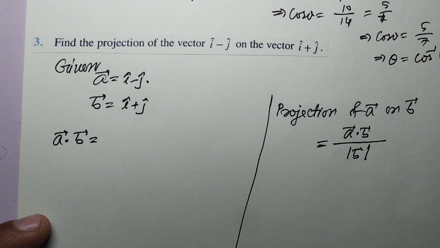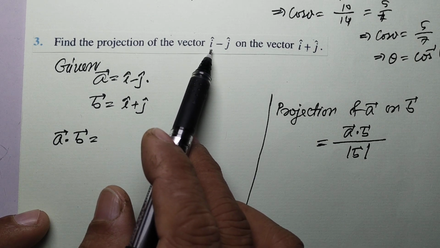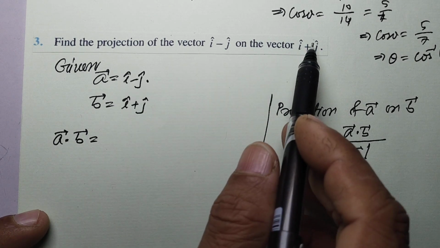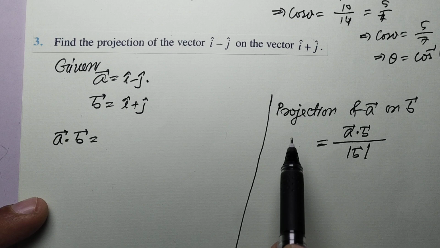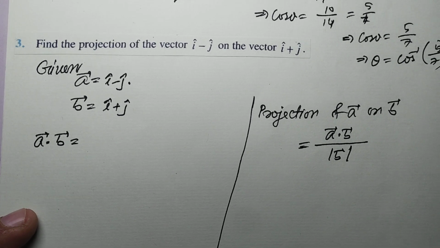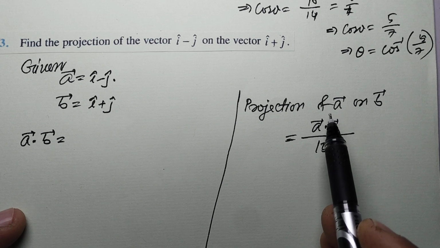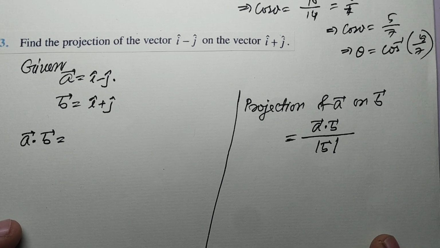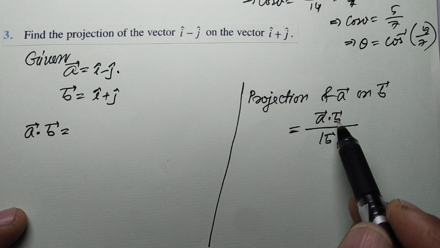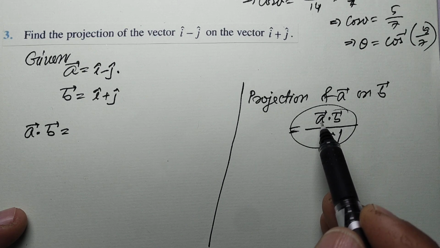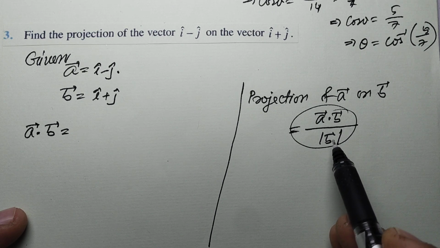Question number 3, two vectors are given. The first one I'll take as A, the second one I will mark as B, and we are asked to find the projection of vector A on B, and this is the formula for projection of A on B, which we have discussed. The projection concept is given in the first video. So in this formula the terms we need are A dot B and magnitude of B.